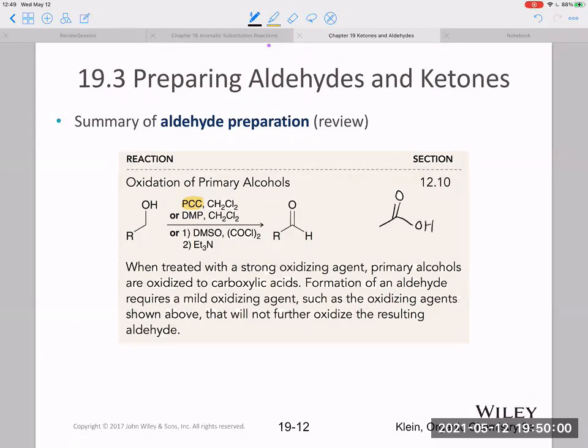Remember the difference between PCC and something stronger: when you have a primary alcohol, something stronger would give you a carboxylic acid. PCC, being softer, will give you an aldehyde. It'll stop after adding that one oxidizer. I'm not saying don't know the other ones, the DMP and the COCl2, but again, if I was a betting man, PCC would be the one that I would think would show up on the ACS. It's the classic one. DMP is like a newer, fancier one.